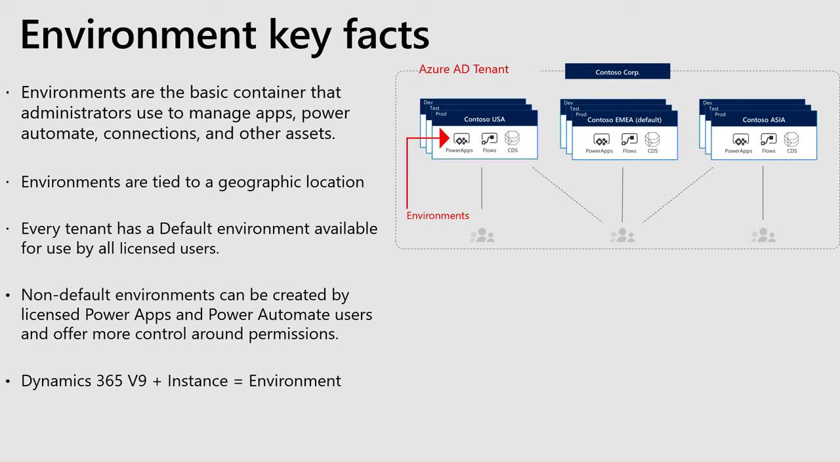The next thing that I would say we do is you've got to have an environment strategy. So the question is, what is an environment? An environment is a basic container that hosts everything that you think about in this platform: your apps, your Power Automate flows, your connections, your data connectors, all of that sits within an environment. Every environment is tied to a geographic location. So if I build an environment in France, it's tied to France. If I build it in the US, it's tied to the US. And every tenant has a default environment. It comes as a default environment.